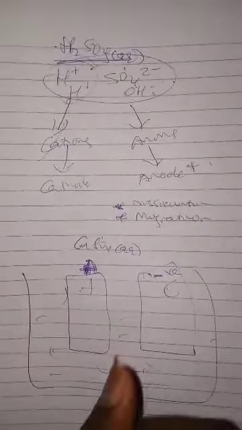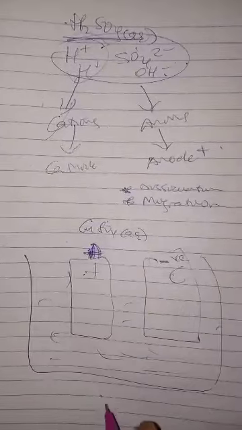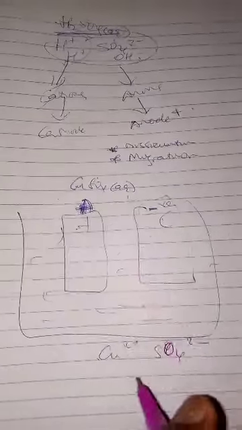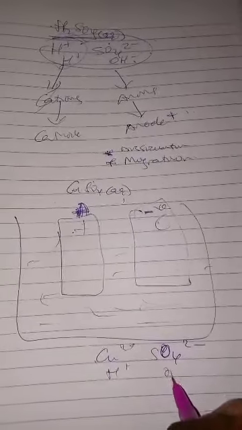So you have, let me draw the electrolytes. Yes. So when this one dissociates, you have what? Cu2+, SO4 2-. Then aqueous means what? H+, OH-. So let's move on now.